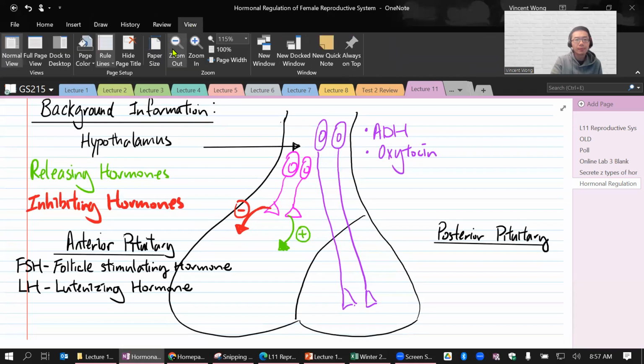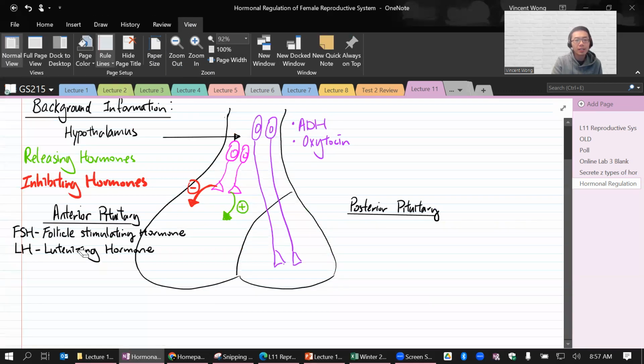Do you understand? Each of the hormones in the anterior pituitary gland will be regulated by its own set of releasing and inhibiting hormones. There are more anterior pituitary hormones that we'll learn next time, and each one of them will have its own signals for releasing or not releasing. And that signal comes from the hypothalamus. You guys with me? Any questions?